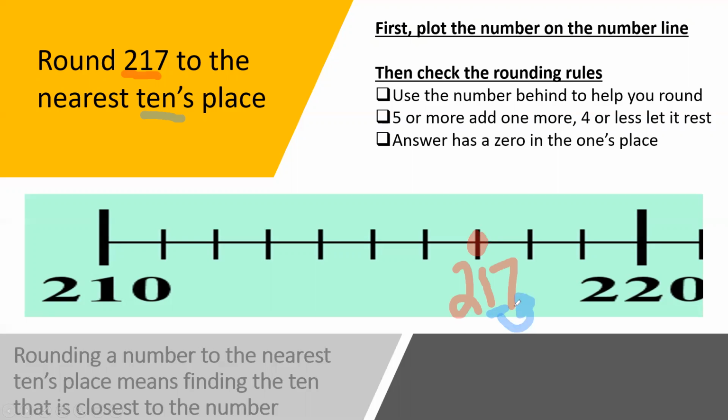Now, this number behind, 5 or more, add 1 more. Is that bigger than 5 or smaller than 5? It is bigger than 5. So we have to add. And when you add, it gets bigger. So we go this way.